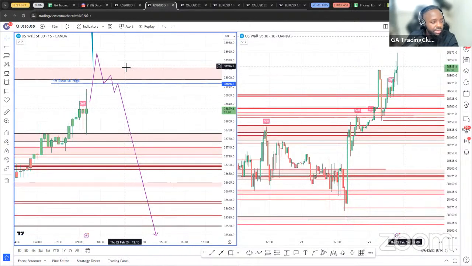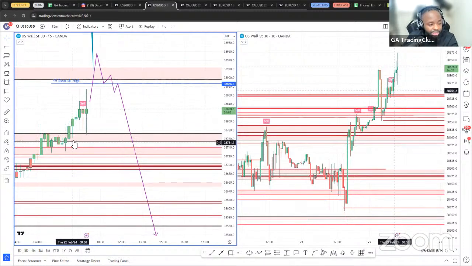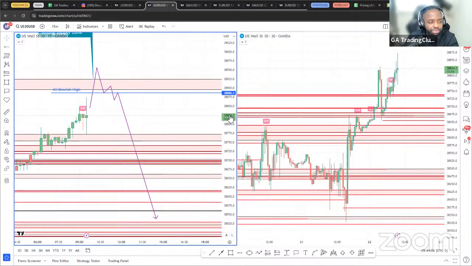So this is not a SAR zone. This is just a supply zone. But this one right here, down here, this is an SAR zone. So we can still get a sell entry around 38,780. But I would rather sell it from this top here as opposed to selling it here.